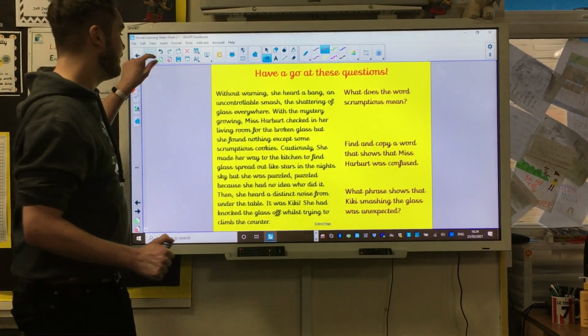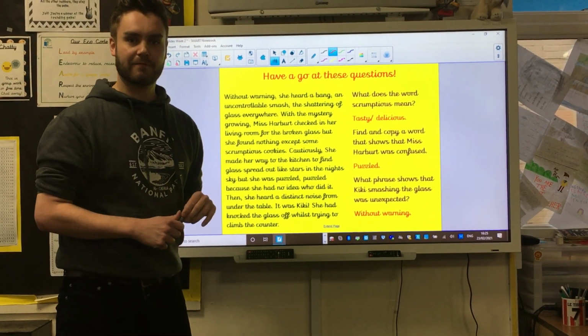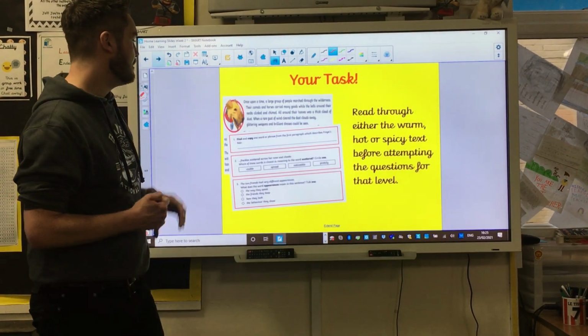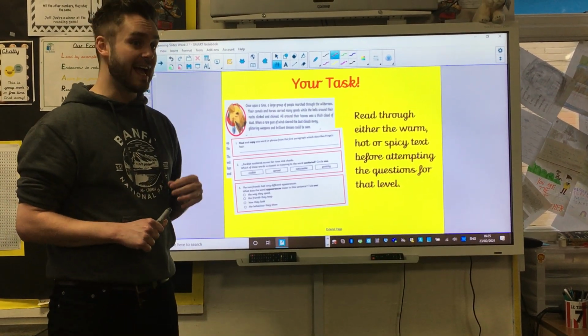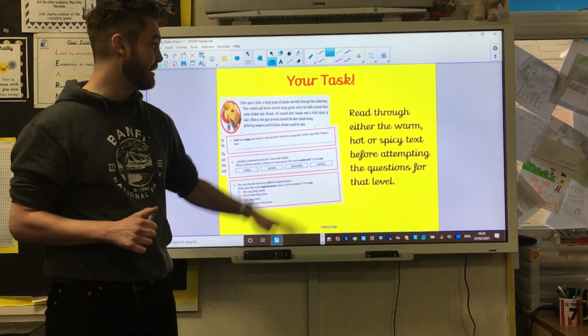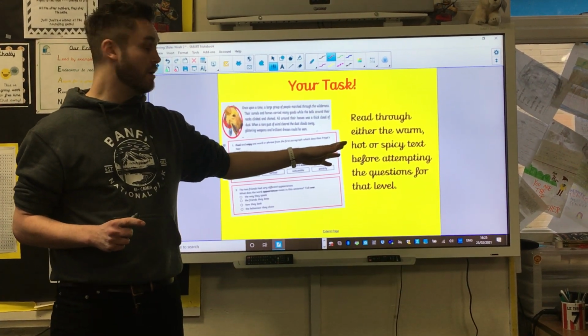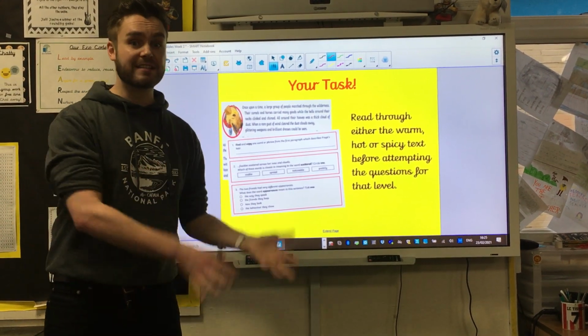Right, welcome back. There are your answers to our little Victor vocabulary task there. So, here is our main task today. All of you have got a text and set of questions to go through, all linked to those vocabulary questions today. You need to either read through the warm, hot or spicy text before attempting the questions for the same level.